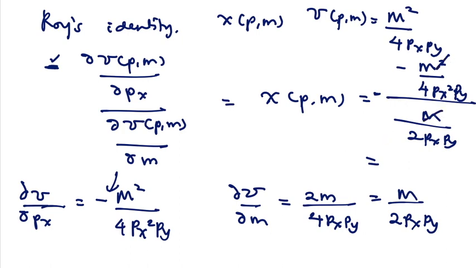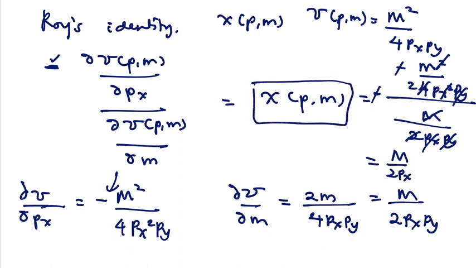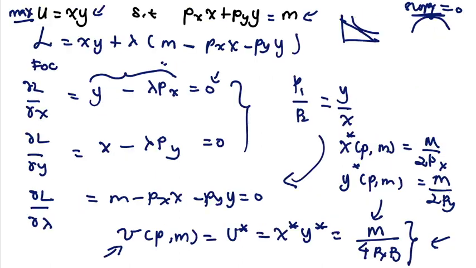And here, this 2 is gone, this becomes positive, this is gone, this becomes 1, this is gone. So when you simplify it, then it becomes m over 2px. So this is the Marshallian demand function. If you check this with the one that we got earlier, they are the same.